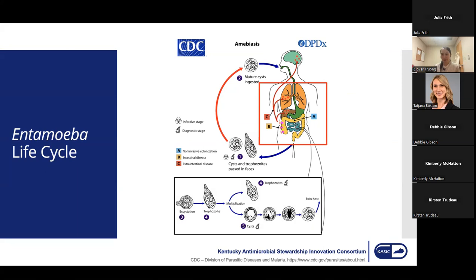When it's in the trophozoite form, it can either stay in the luminal region and cause no problem, so those patients tend to be asymptomatic carriers. However, in some patients the trophozoite invades the intestinal cells and causes an invasive infection. In some patients, the trophozoite can go out of the intestine into the liver and cause liver abscesses. From the liver abscesses, in some patients, it can go to other organs like the lungs and the brain and cause problems.